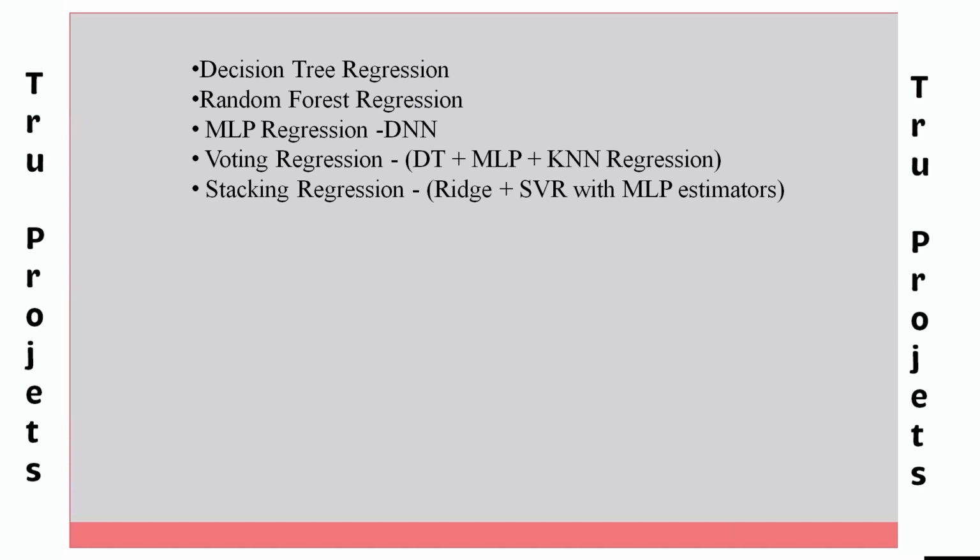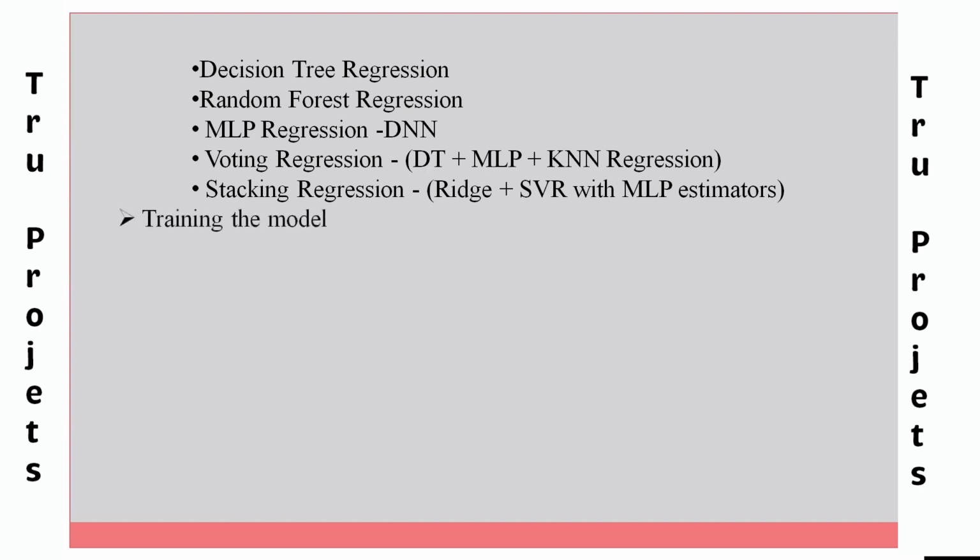Stacking regression. Ridge plus SVR plus MLP estimators. Stacking regression combines multiple models, Ridge and SVR, using a meta-estimator MLP to achieve better prediction performance. This module focuses on evaluating the effectiveness of stacking these models for predicting SPEC benchmark performance, especially given its reported better performance compared to other models.